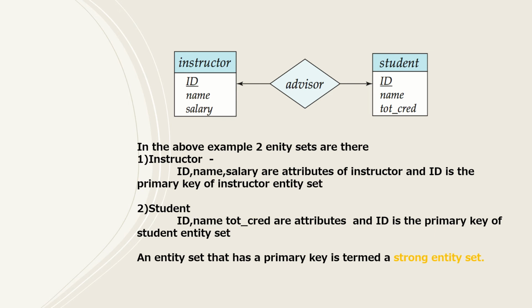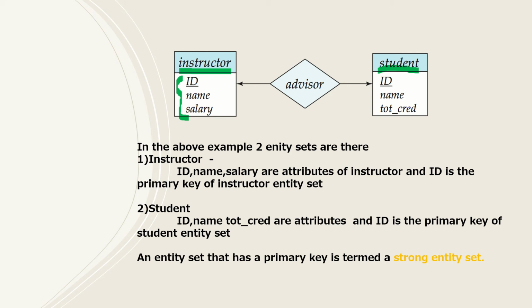Before explaining this, let us consider this example figure which we already studied. Here we have two entity sets. The first one is instructor and the second one is student. We know that the rectangular box which is divided into two parts represents an entity set. We write the name of the entity set in the first portion of the rectangle. So instructor is an entity set. Each instructor will have these attributes: ID, name and salary.